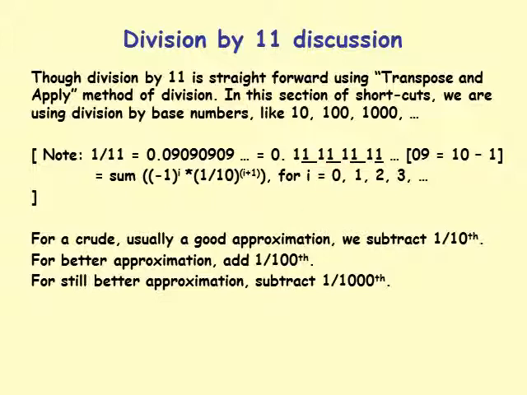But let's see. The first approximation, usually good, is we subtract a tenth. That means we truncate the series right here. For a still better approximation, we subtract a thousandth here. That means we're going to truncate the series here.